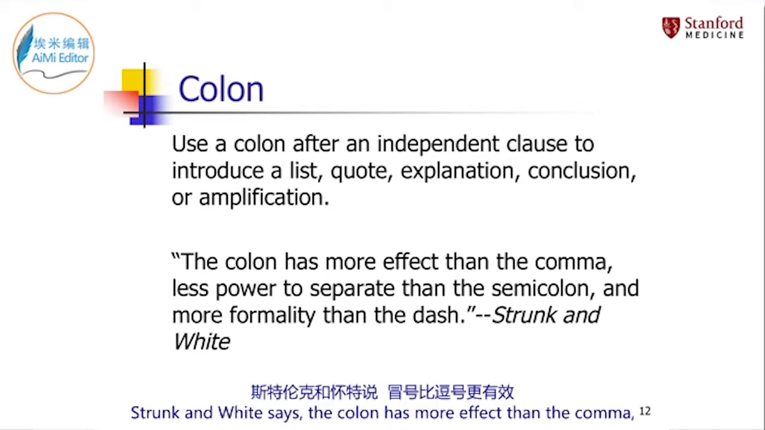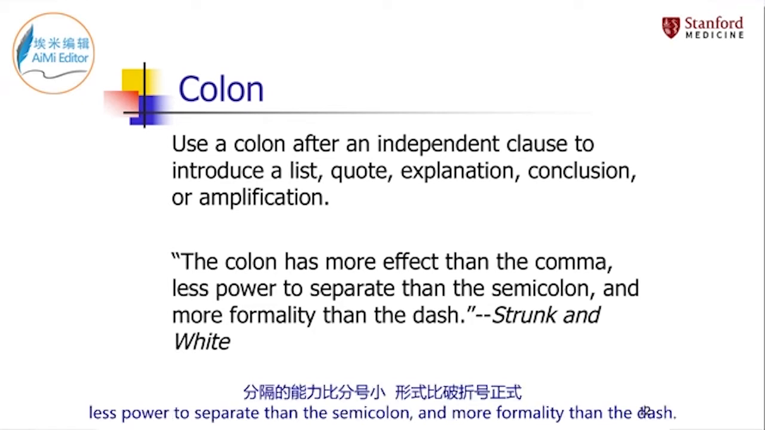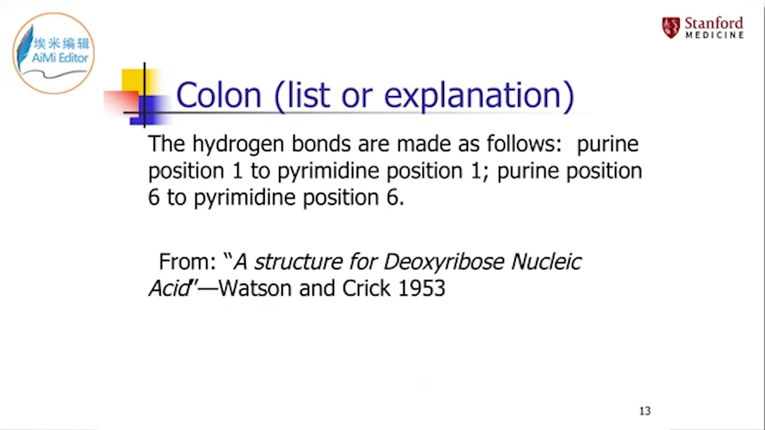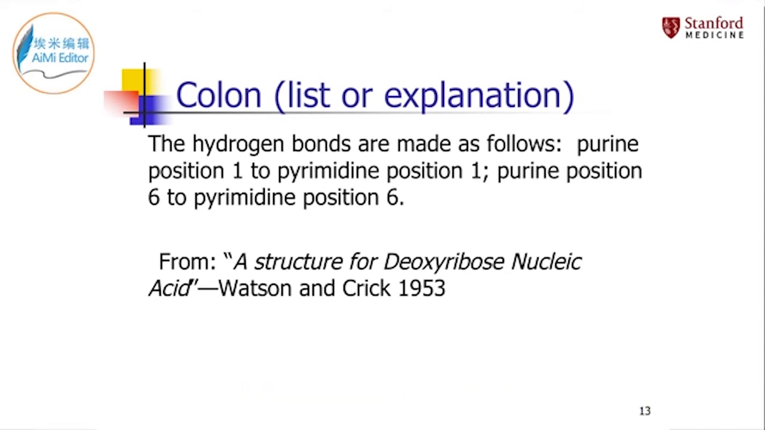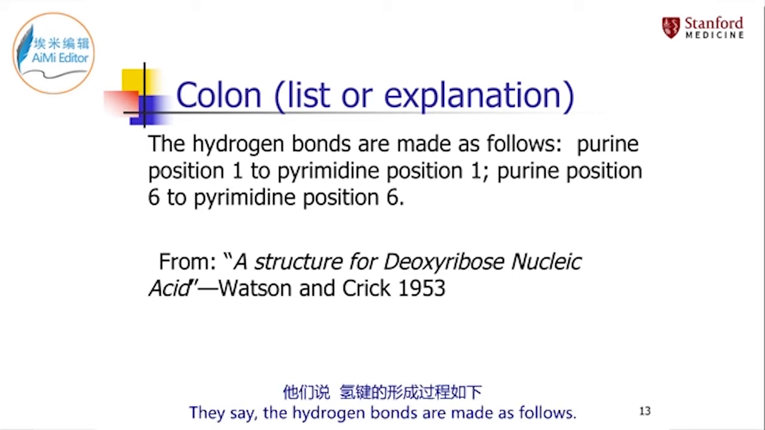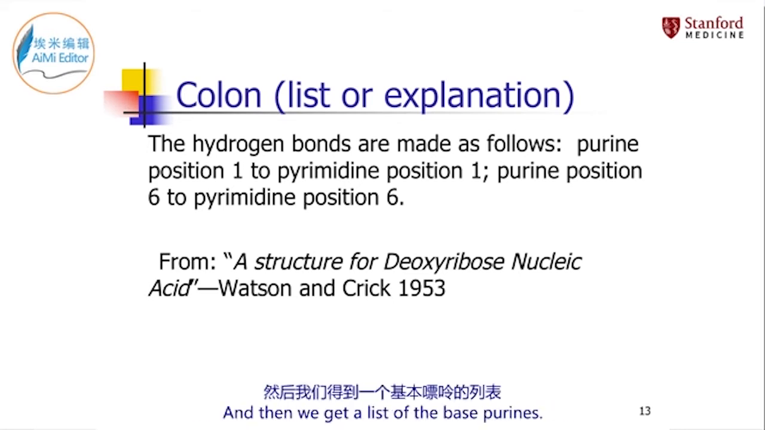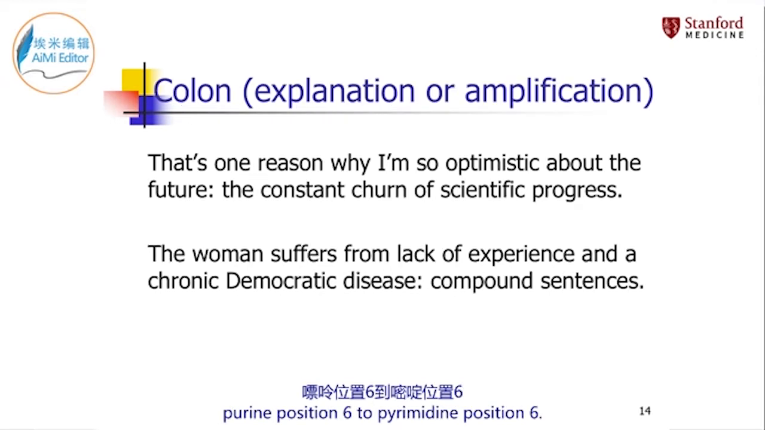Strunk and White say the colon has more effect than the comma, less power to separate than the semicolon, and more formality than the dash. Here's an example from Watson and Crick's famous paper on the structure of DNA. They say the hydrogen bonds are made as follows: and then we get a list of the base pairings. Purine position 1 to pyrimidine position 1, purine position 6 to pyrimidine position 6.